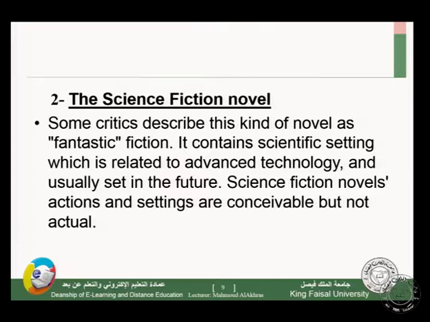The second type is the science fiction novel. Some critics describe this kind of novel as fantastic fiction. It contains a scientific setting which is related to advanced technology and is usually set in the future. In science fiction novels, actions and settings are conceivable but not actual. So in this science fiction novel, we are going to talk about something in the future or something related to a scientific approach in the future.